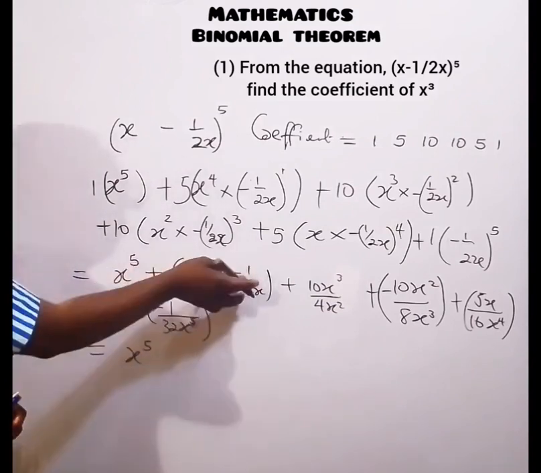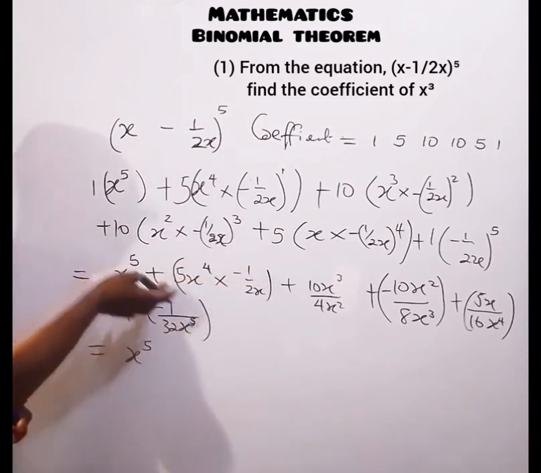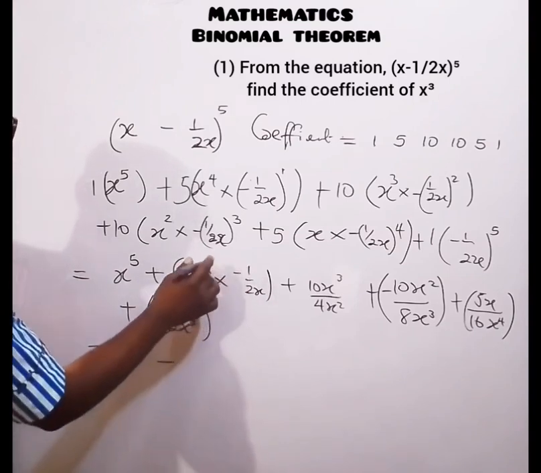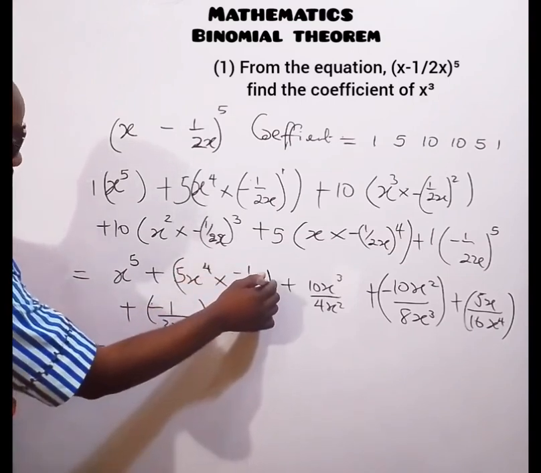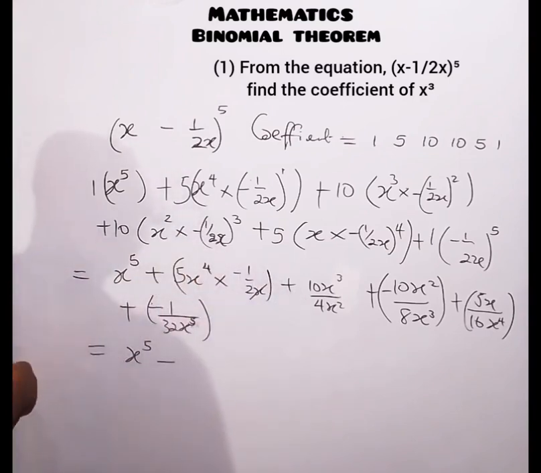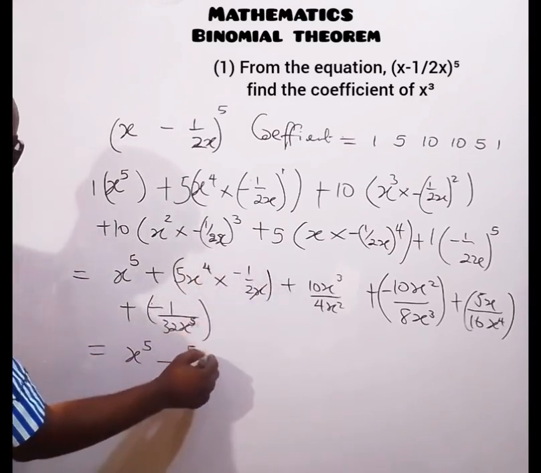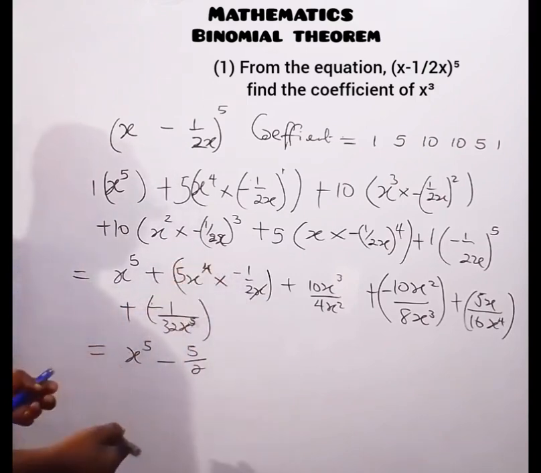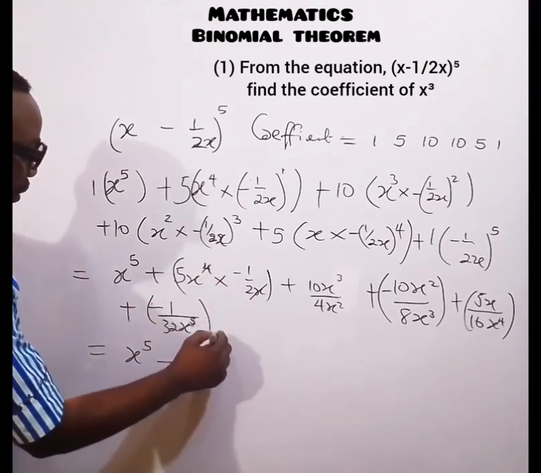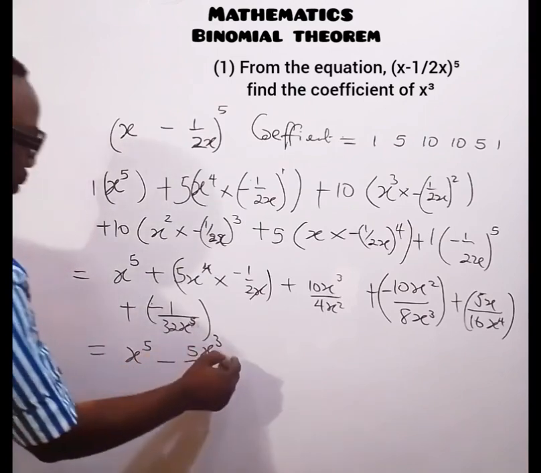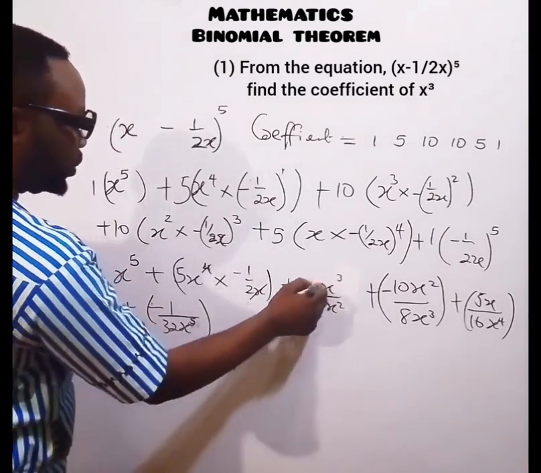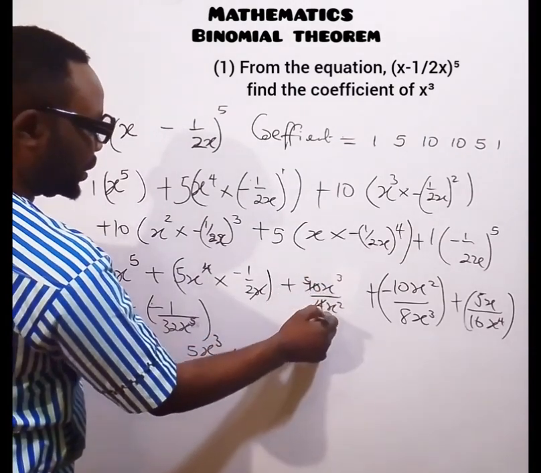So this negative value multiplied by this positive value here, we are going to have minus x raised to the power of 4 divided by x. This one will cut off. This will be equal to 5 over 2. We have removed one of these x, so it remains 3. That will be x raised to the power of 3. Then plus 10 over 4. 2 here, 5. 2 here, 2.